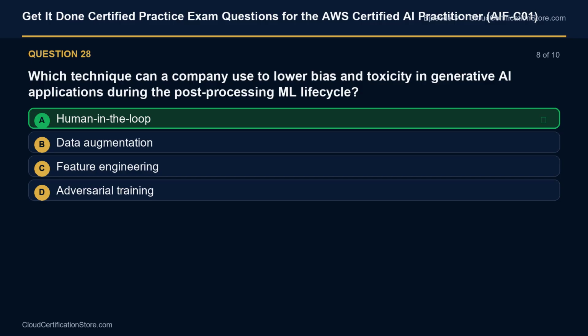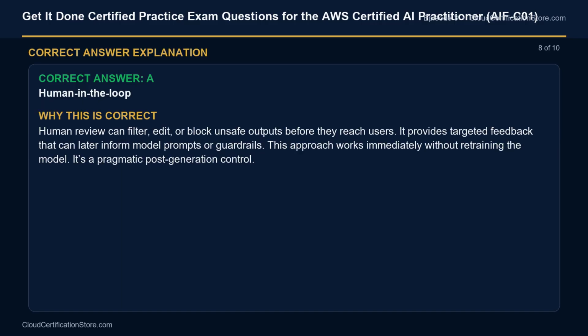The correct answer is A, human in the loop. Explanation. Human review can filter, edit, or block unsafe outputs before they reach users. It provides targeted feedback that can later inform model prompts or guardrails. This approach works immediately without retraining the model. It's a pragmatic post-generation control.